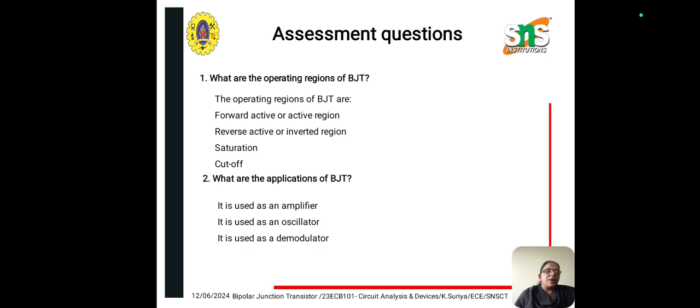Let us take a few assessment questions. First one is, what are the operating regions of the BJT? Yes, we know that the operating regions are forward active or active region, reverse active or inverted region, saturation region and cutoff region. Next one, what are the applications of BJT? BJTs are used as amplifiers, oscillators and demodulators.